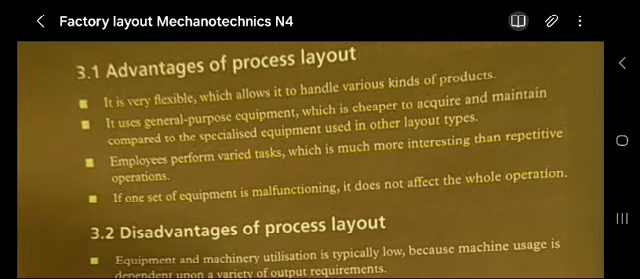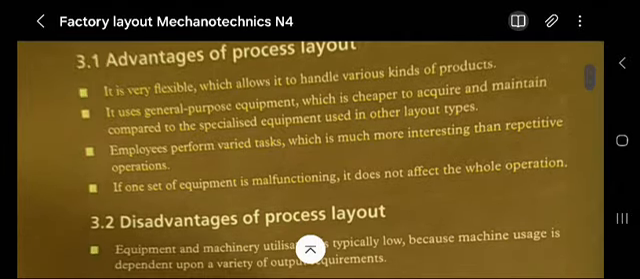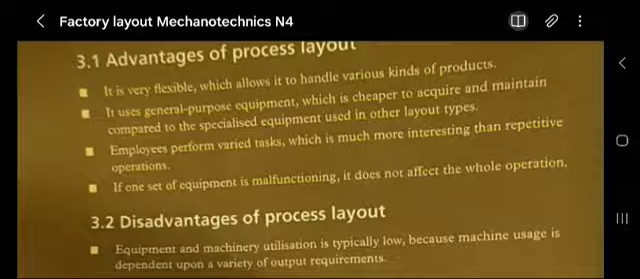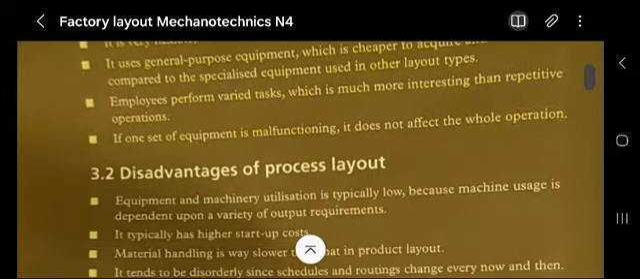This is a process layout. Process is not the one we've talked about before. The product layout is the one that has this disadvantage: if one equipment malfunctions, it will affect the whole sequence. But this is a process layout.